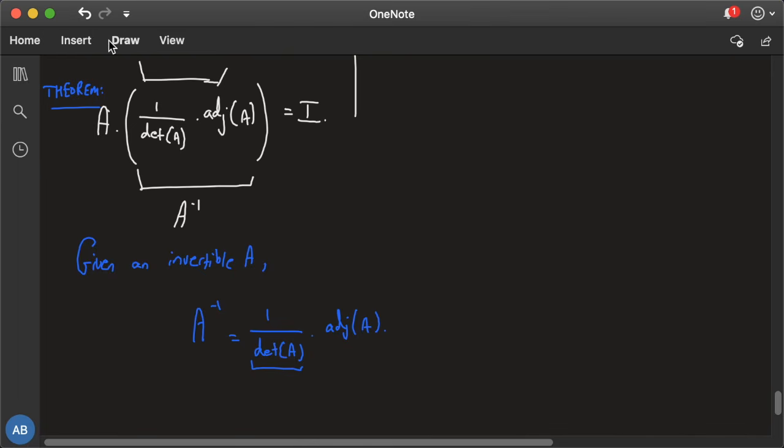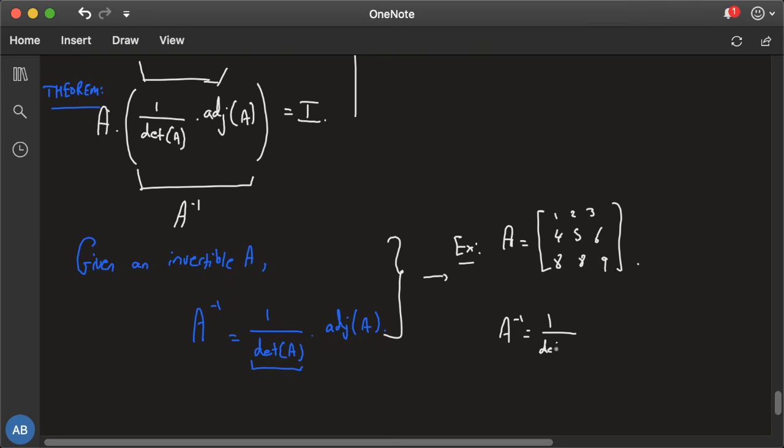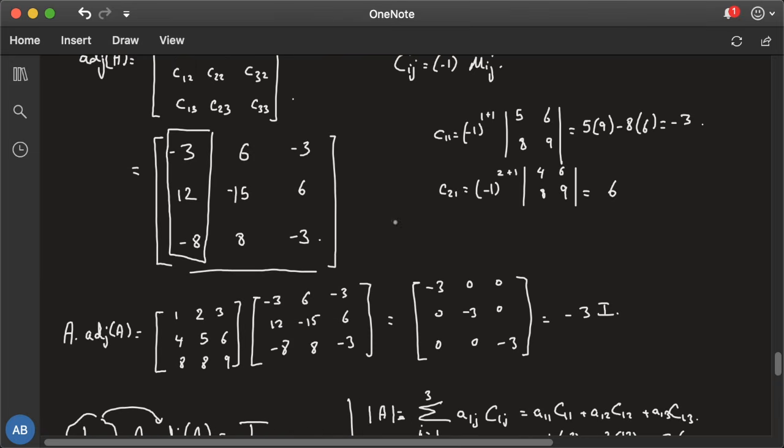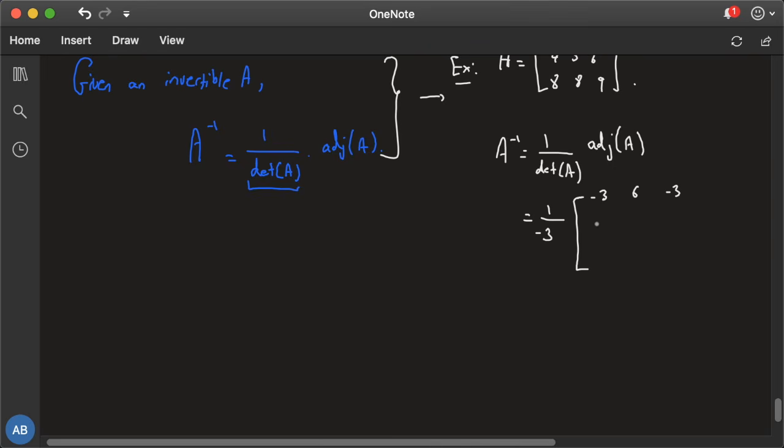So an example on that would be: find the inverse of the matrix A in the previous example, 4, 5, 6, 8, 8, 9. We have everything. We know the determinant, which is minus 3, and we know the adjoint, which we just computed. So plugging everything in, 1 over minus 3 times the adjoint of A, which is minus 3, 6, minus 3, right? It's over here. Multiplied by 12, minus 15, 6, and minus 8, 8, and minus 3. Okay? So this guy is the inverse of A.